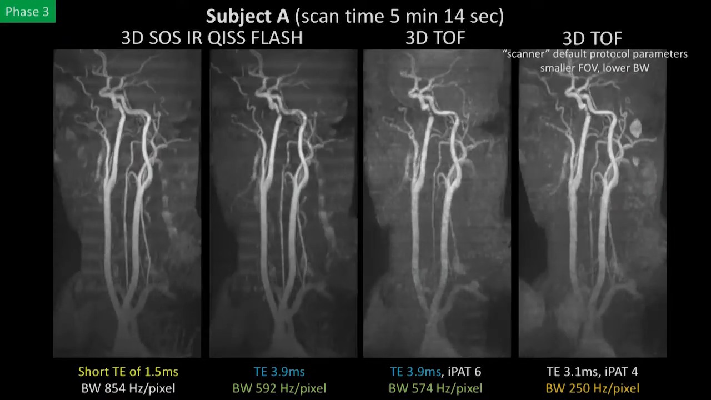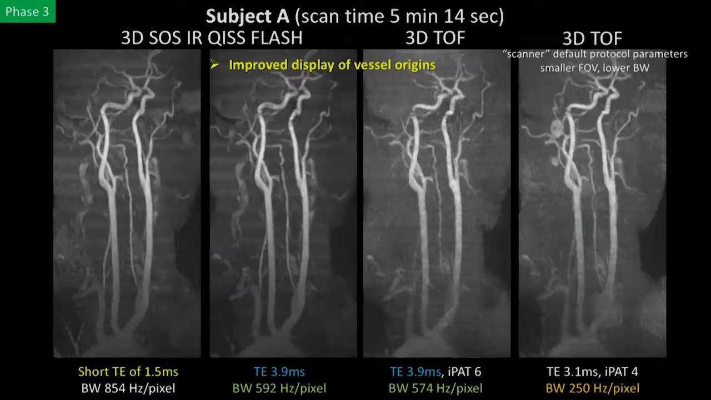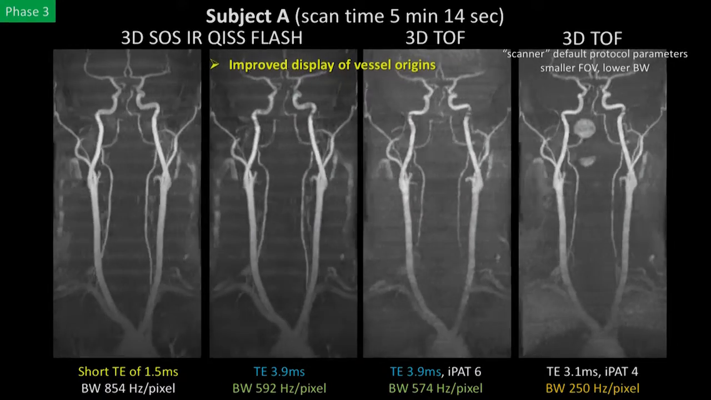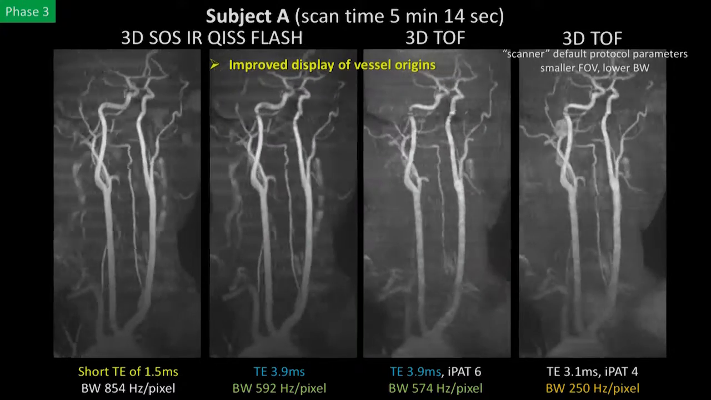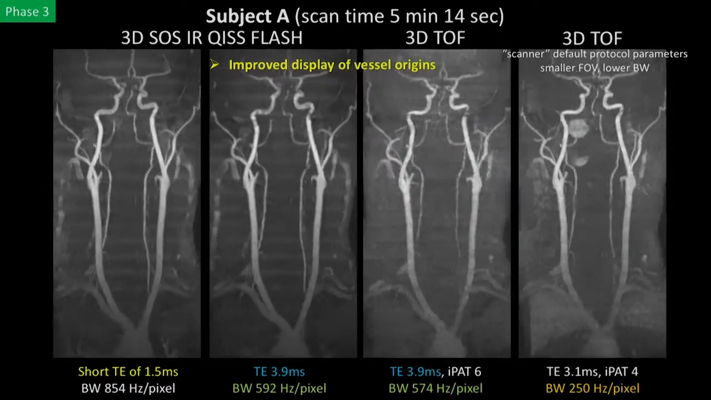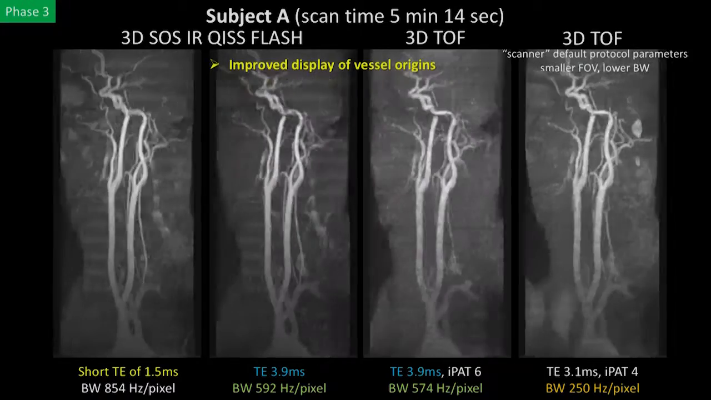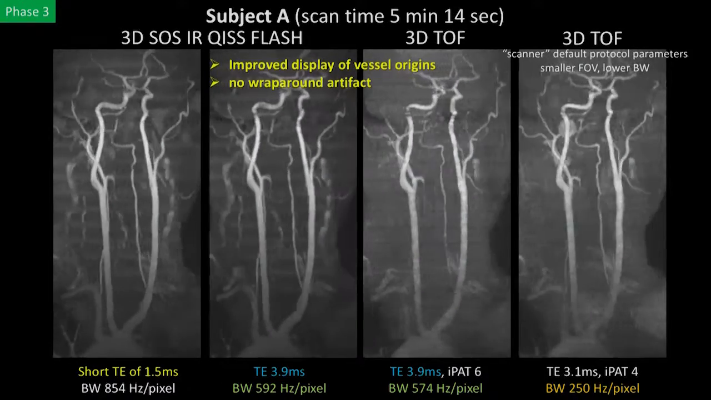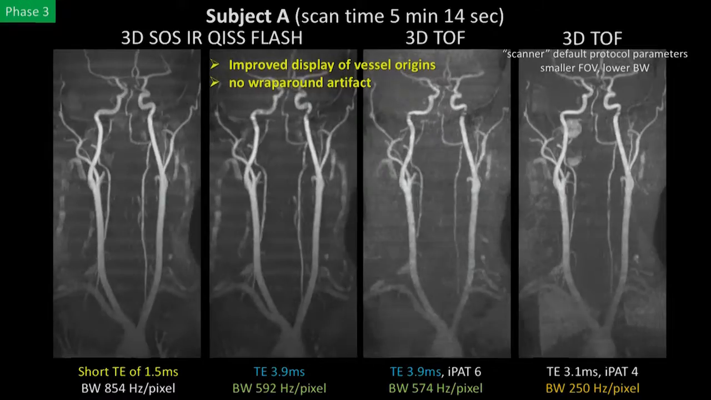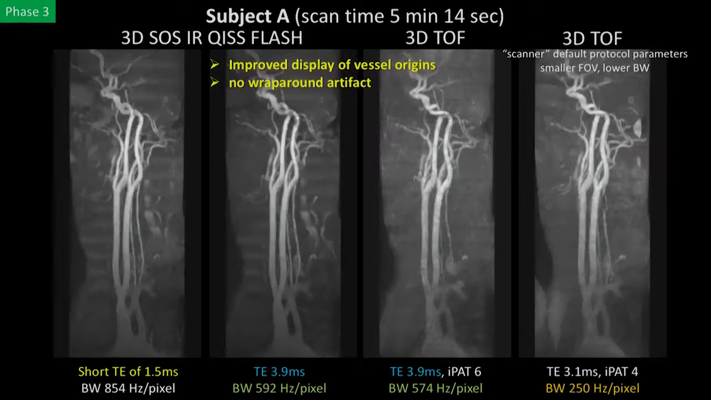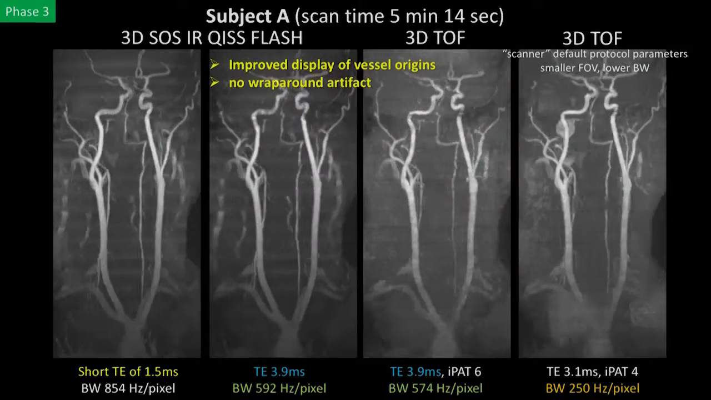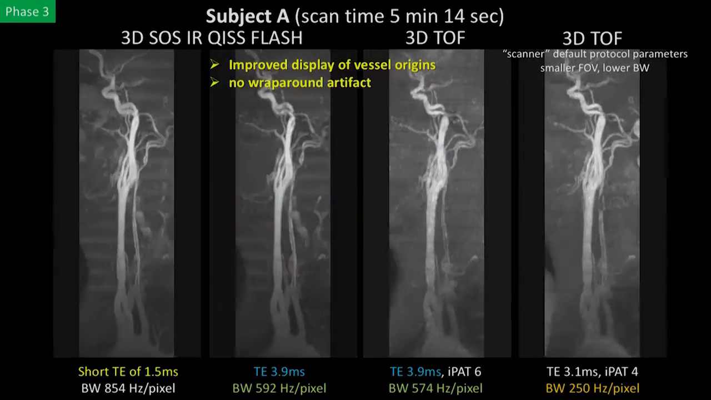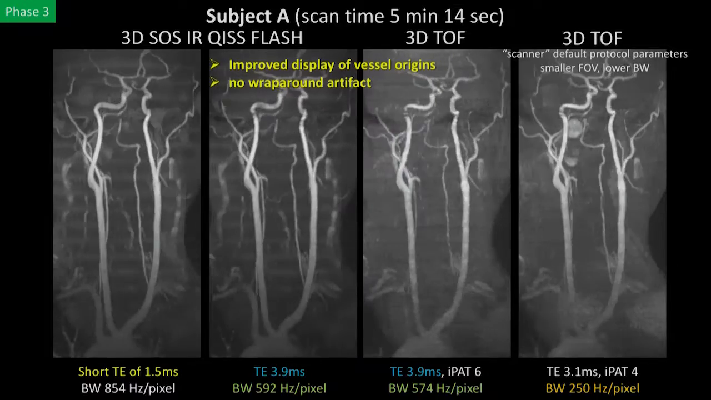So I hope you can see a few things here. First of all, there's improved display of the vessel origins here, for example, the vertebral origins and carotid origins as well, with the stack of stars acquisition. There's no wraparound artifact with the stack of stars acquisition here, which was somewhat seen here with the nose wrapping in with the 3D time of flight scan, which uses a rectangular field of view.